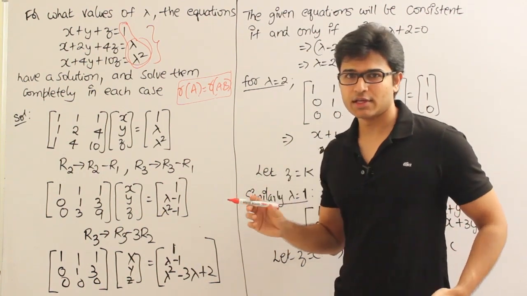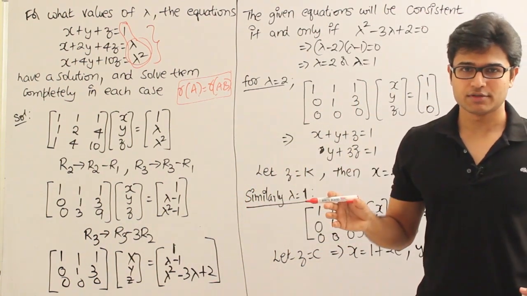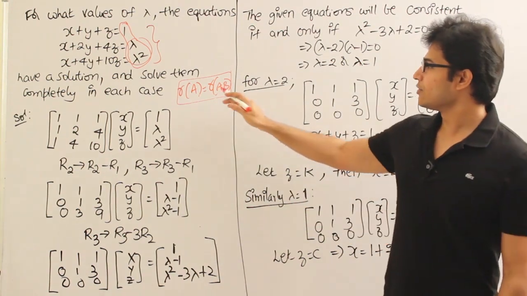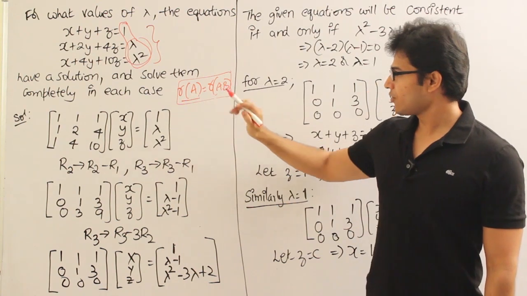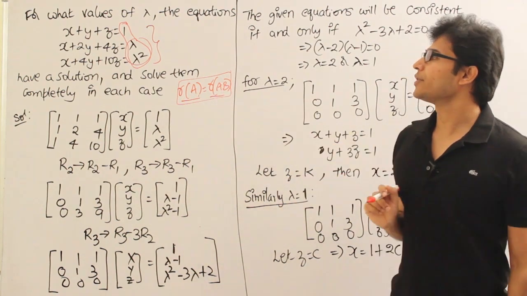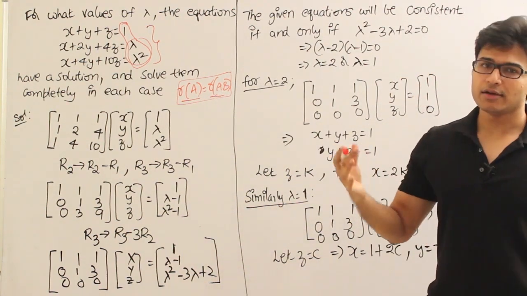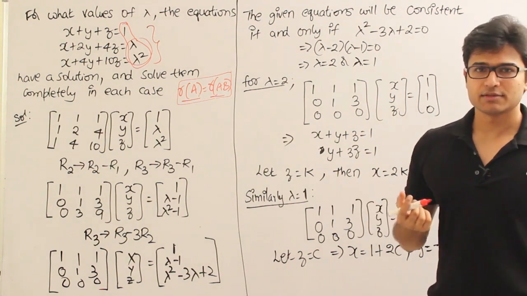But whatever it is, for a system of equations to have a solution, in the case of a non-homogeneous system, we should always have rank of A equal to rank of AB. Now keeping that condition in mind, I'll analyze this.